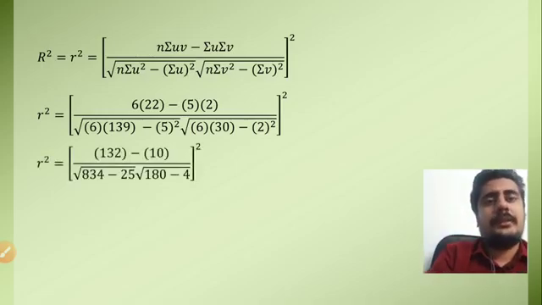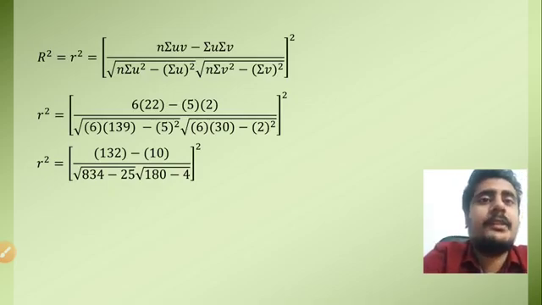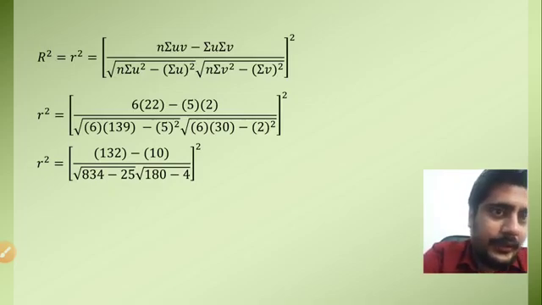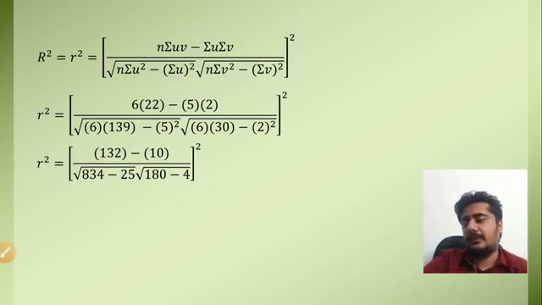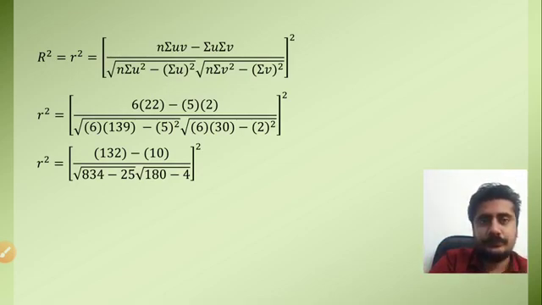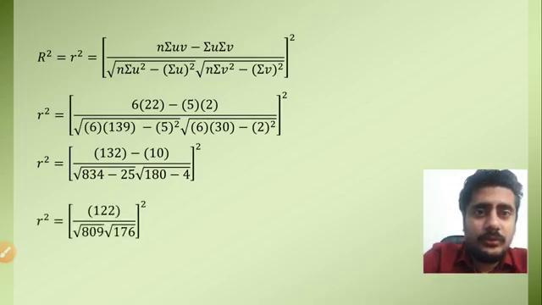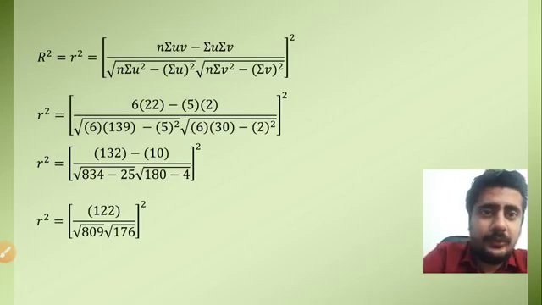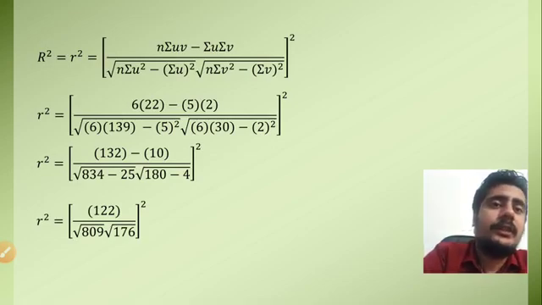Okay, now the next step. 6 into 22 is 132, 5 twos are 10, upon 6 into 139 is 834 minus square of 5 is 25, then 6 into 30 is 180. Write with me, minus 4, root. Done? Should I proceed further? Yes. Then 132 minus 10 is 122 upon root of 834 minus 25, root of 180 minus 4, that is 176.